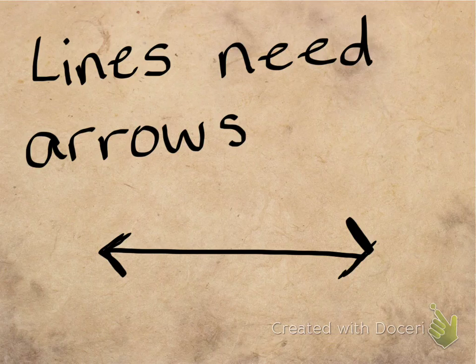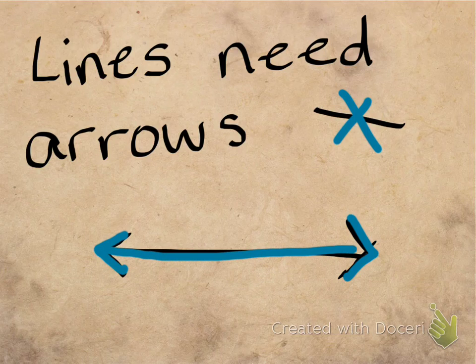So if you thought this was a line, you need to think again. That is not a line. I'm going to cross that out. Today, we're going to make sure we include arrows. And why is that, you ask? We need arrows to show that lines go on and on and on forever in either direction that the arrow is pointing. That's what shows that it keeps on going.